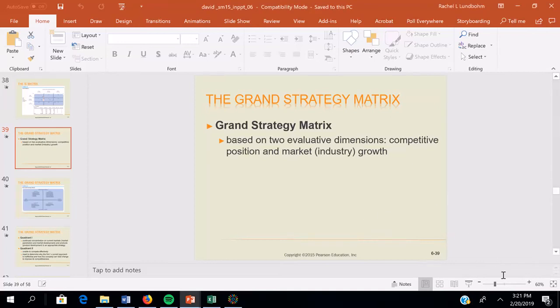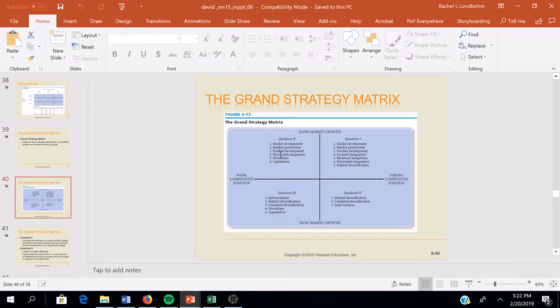This is an overview of how to use the grand strategy matrix that is discussed in your text and that you need to complete for the FASN case study. So the grand strategy matrix is really just a chart that evaluates two dimensions, the competitive position and the market or industry growth for a company. So this is what it looks like.